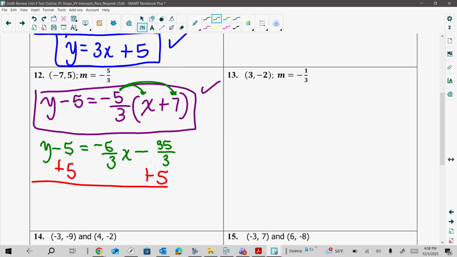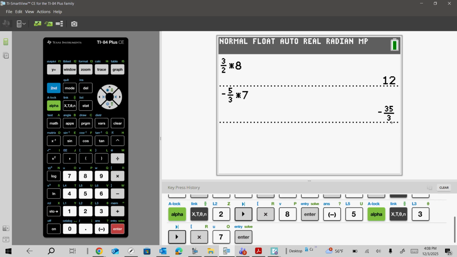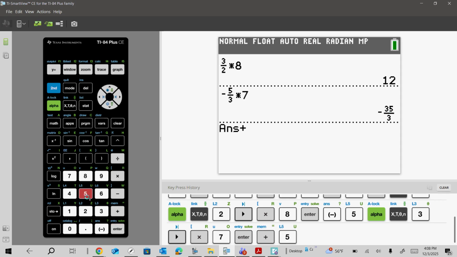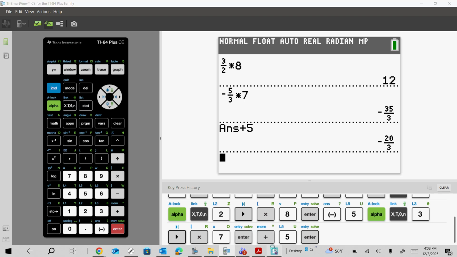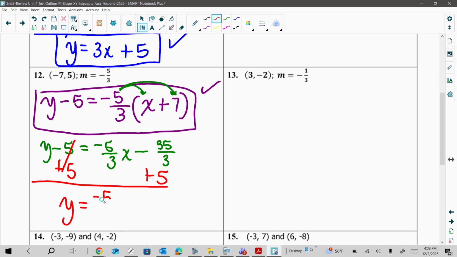Okay, we're still solving for y, so we're going to add the 5 to both sides. We're going to let our calculator do that to simplify it for us. So we had negative 35/3, so now I'm saying plus 5 to that answer. ANS is the symbol or abbreviation for the answer in the previous line. So when that gets simplified, we got negative 20/3, which is fine. Okay, don't let the fraction confuse you. So we have negative 5/3 x minus 20/3, and that's our final answer.